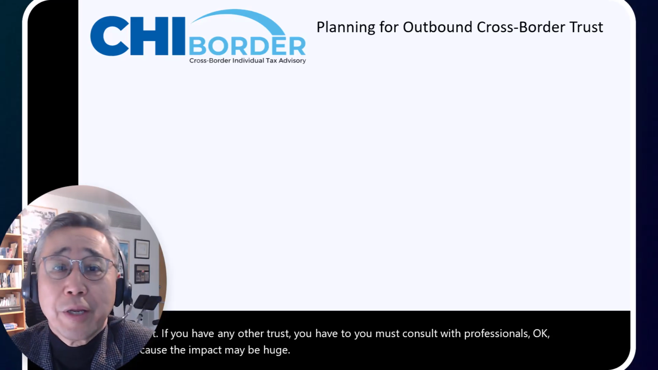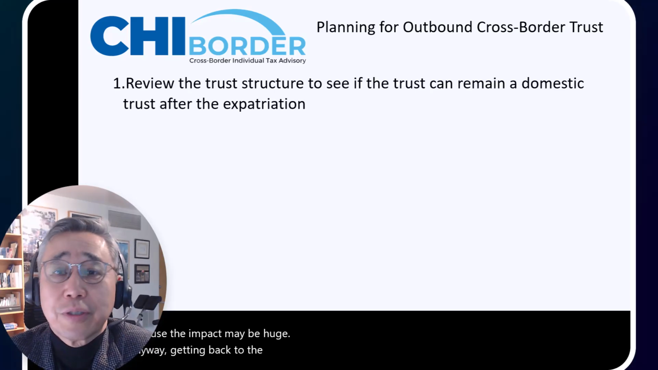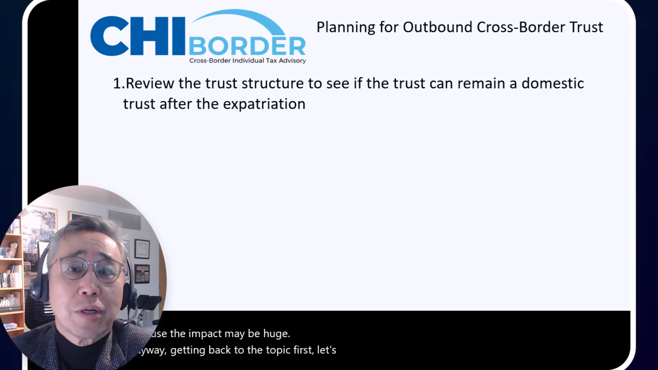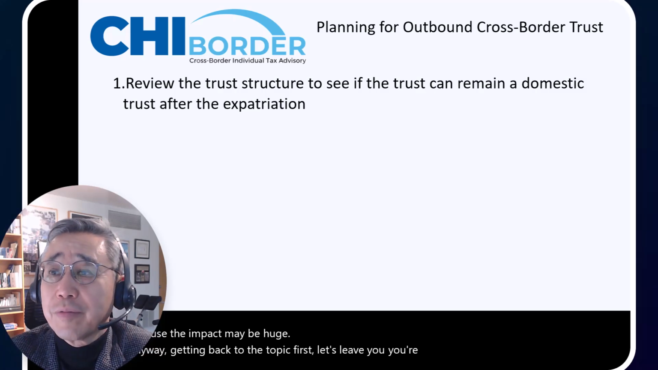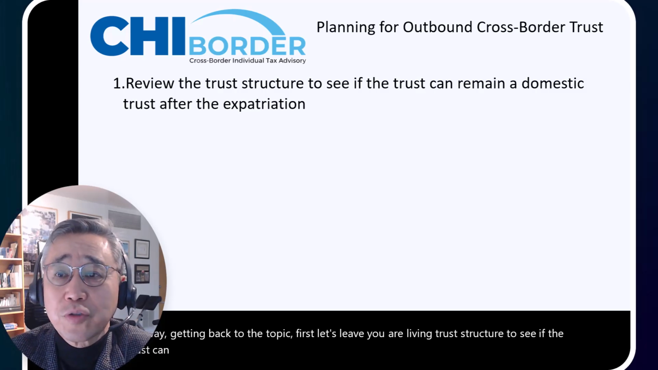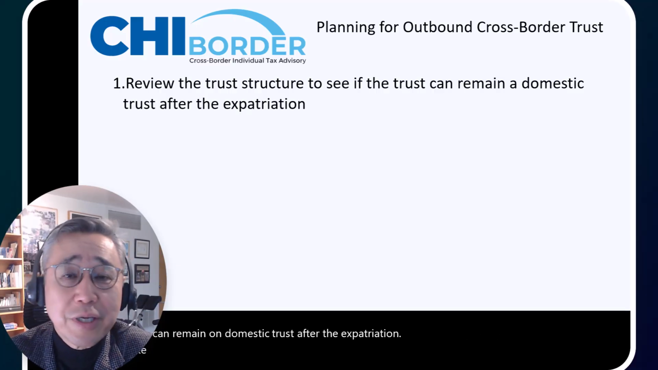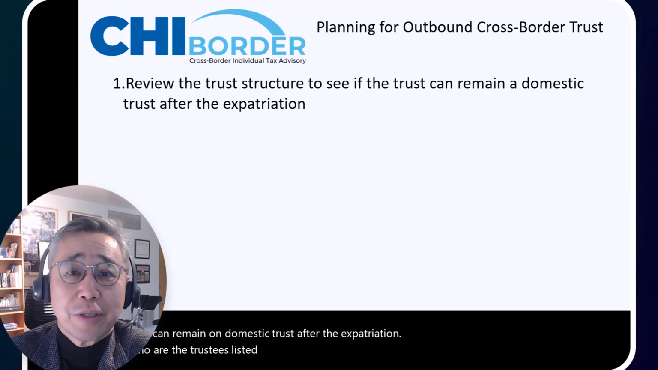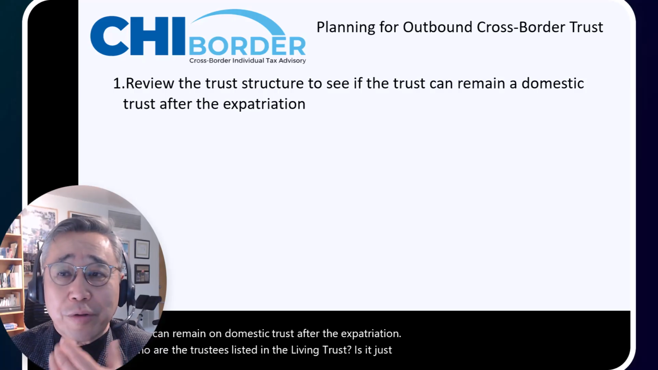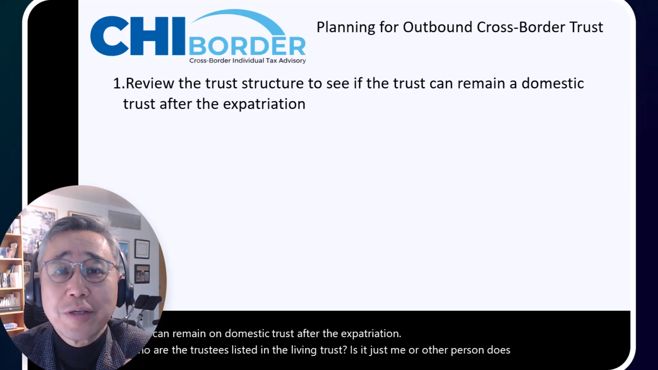Anyway, getting back to the topic, first, let's review your living trust structure to see if the trust can remain a domestic trust after the expatriation. Who are the trustees listed in the living trust? Is it just me or another person? Does it include any U.S. person?